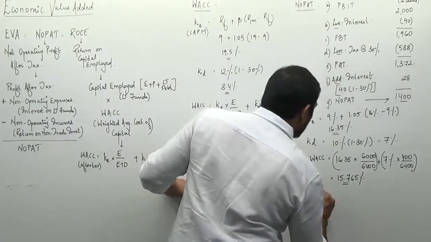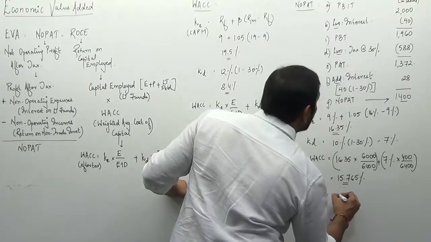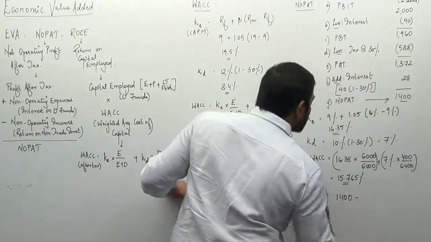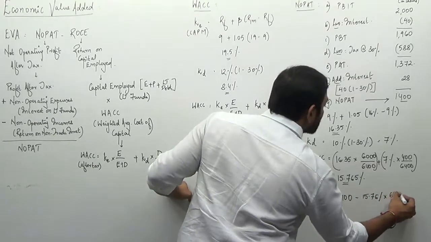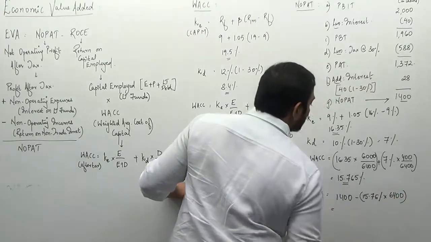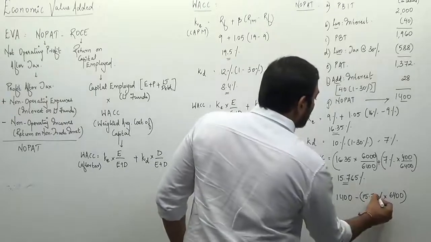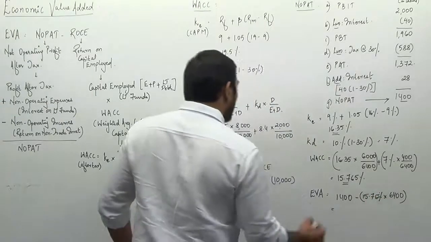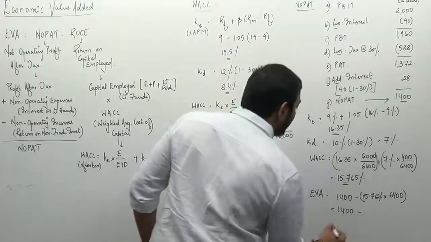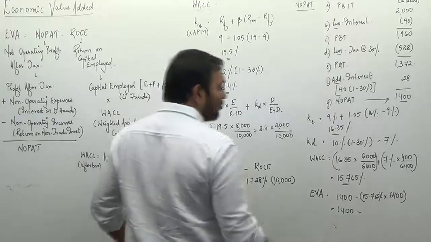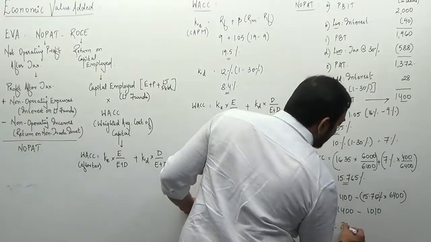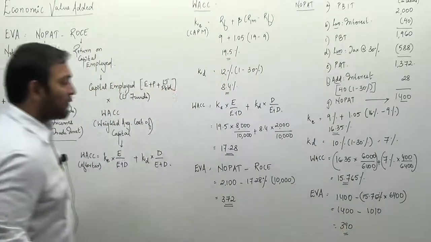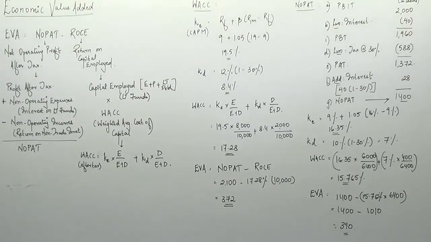EVA. Economic value added is NOPAT, 1400, minus ROC, WACC, 15.765% of my capital employed, which totally is 6,400. And this is total EVA, 390 approximately. There is some approximation that we have used in calculating WACC.